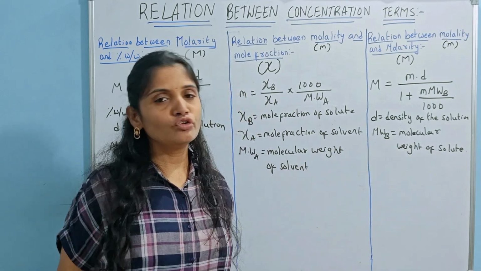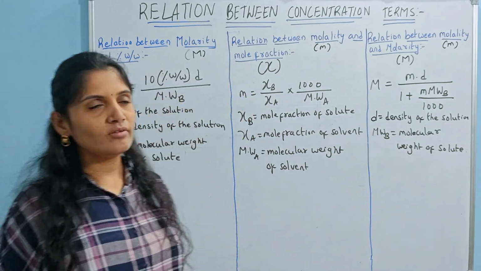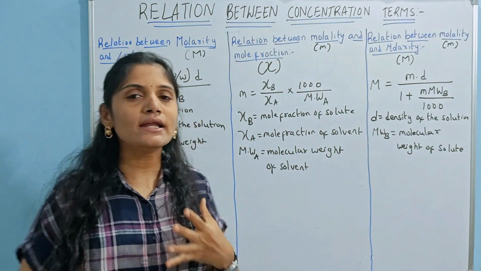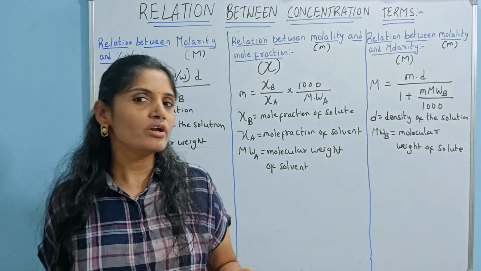MWB is the molecular weight of the solute. As I told you, whenever it is capital B, it is about your solute. So these are the three formulae which we use to calculate the numericals in which more than one concentration term is used.